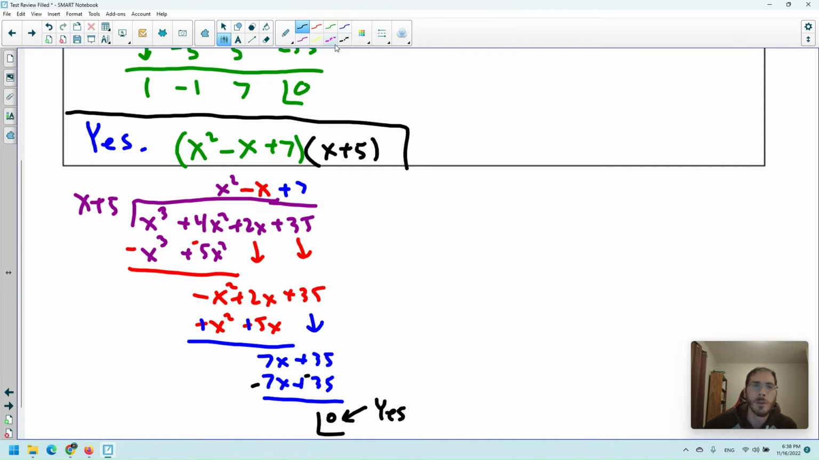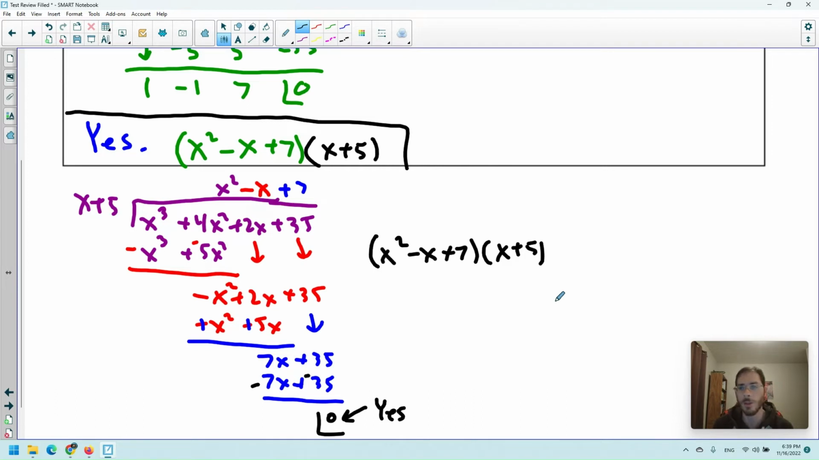Writing it as a product of two factors actually might be a little bit easier here because we already have what we had in green. It's just up at the top. It's staring us in the face. So we don't really need to do any other tricks. We just get x squared minus x plus 7. And we started with x plus 5 over here. So we could do that too. And that's kind of the two ways to do it.